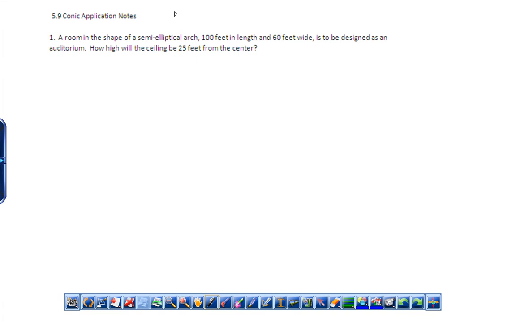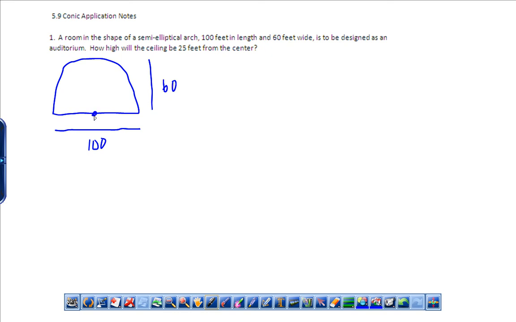So it doesn't matter if you have a vertical or a horizontal. I'm going to draw an ellipse here. We know we have 100 feet here, 60 feet here, and again, it's not going to matter if you flip-flop those. I'm going to make this my center of my ellipse. And then I'm going to start setting up my equations.